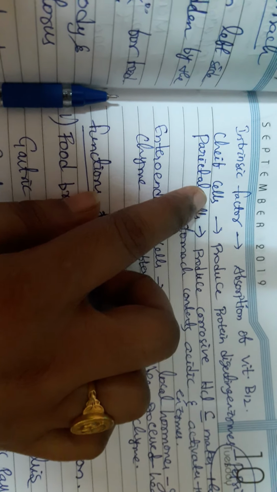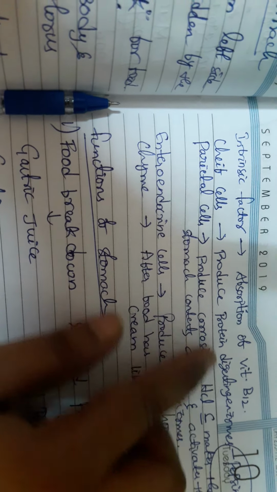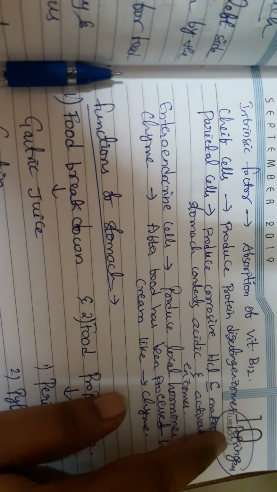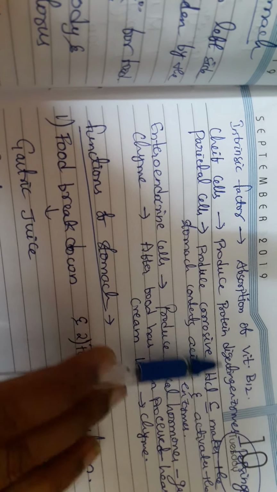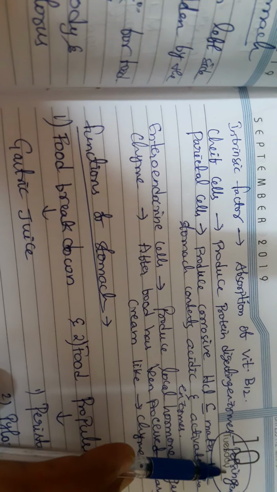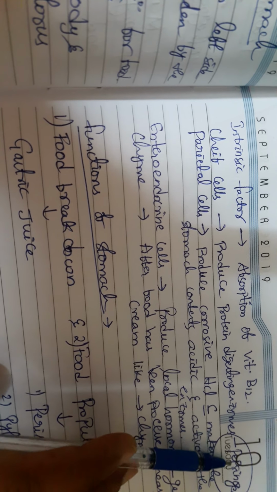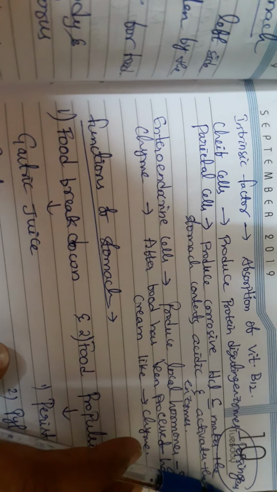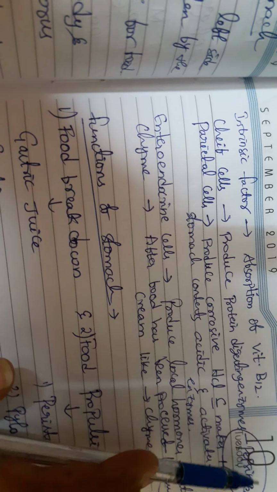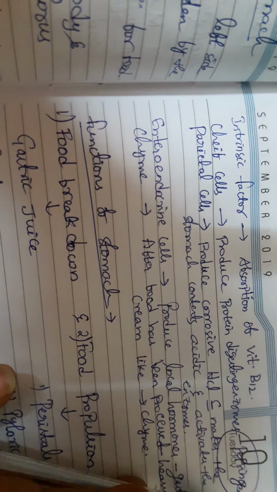Chief cells produce protein digesting enzymes, mostly pepsinogens. Already you know the function of pepsinogen. Pepsinogen is converted into pepsin, which is mainly helpful for digestion of the proteins.